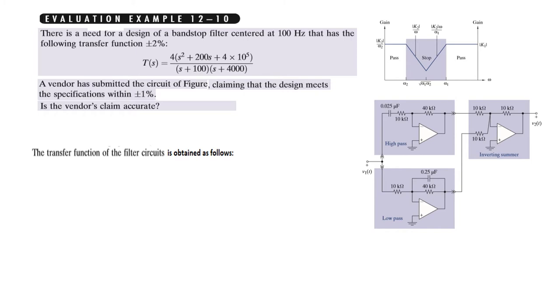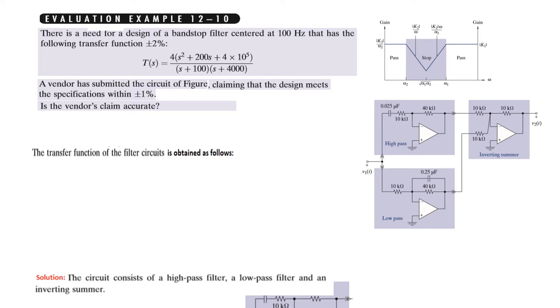Now, a vendor has submitted the following circuit. This is the circuit submitted by the vendor, claiming that the design meets the specifications within plus minus 1%. Now we have to verify, is the vendor's claim accurate? The transfer function is given, and this is the circuit he has given. So we have to verify whether the transfer function from this circuit is equal to this value. Okay, so let's go to the solution.